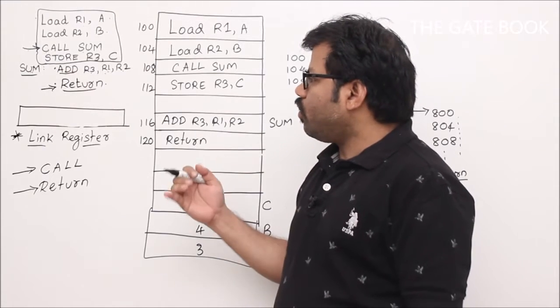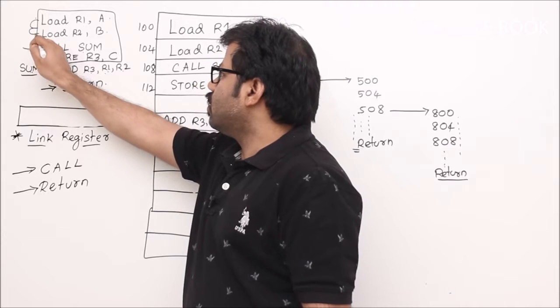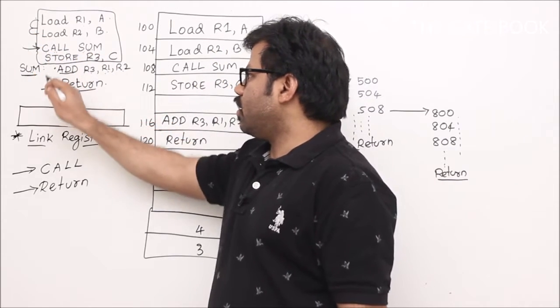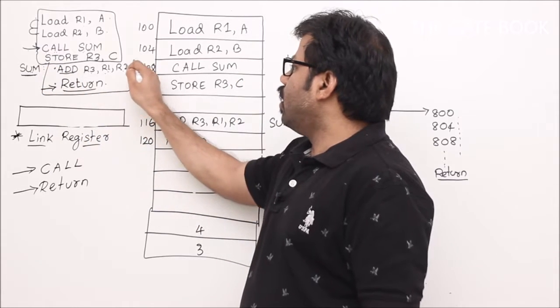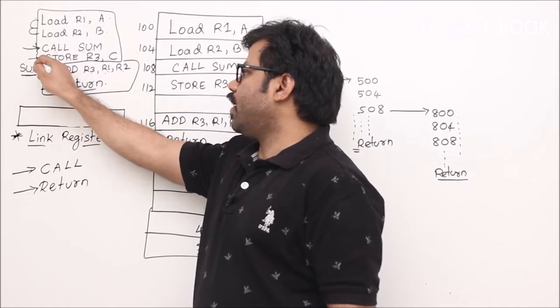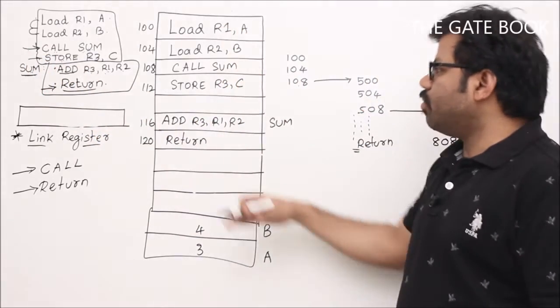Example, you want to execute your normal instructions. Suddenly you want to go to a method called sum, right? So sum is from here to here. After that you want to come back to normal execution again. That means you want to come back to store. The same thing I have explained here with memory addresses.